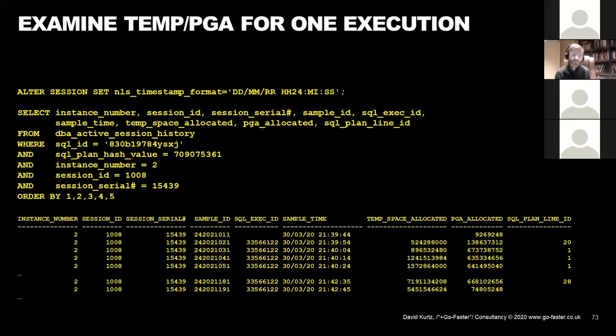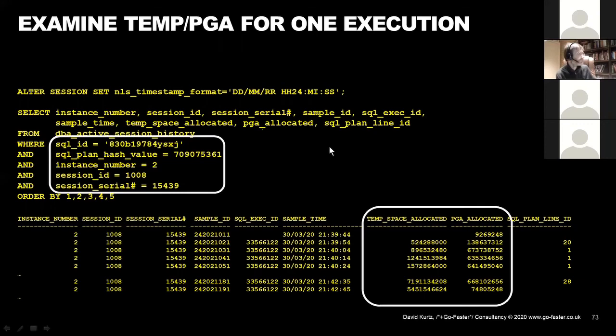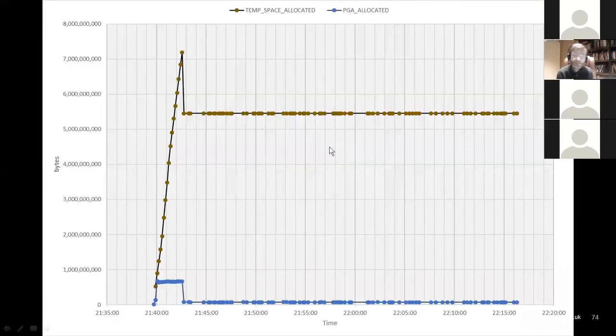And if I pull out the ASH data just for 1 execution in 1 session for this statement, then you can see how the ASH builds up over time. And you can produce a table. Well, the next thing I did was I dropped it into Excel. And I can see graphically, here's the behavior of the statement.